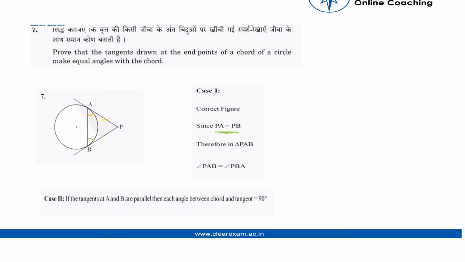So in the triangle formed, triangle PAB, by the property that the angles opposite to the equal sides are also equal, hence it is proved that angle PAB is equal to angle PBA.